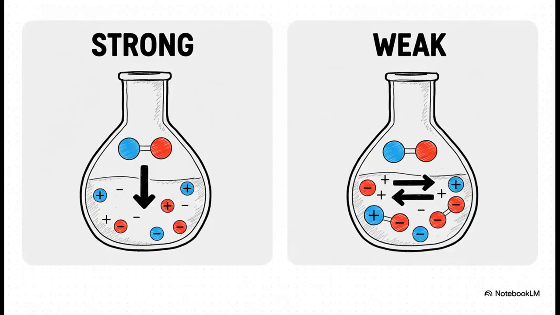Pretty cool, huh? But here's the thing. Not all electrolytes are created equal. You've got strong electrolytes, they're totally committed, they jump in the water, and bam! Every single molecule breaks apart. It's a one-way street. Then you've got the weak electrolytes. They're a bit more indecisive. They only partially break apart, creating this constant back and forth, a two-way street, where molecules become ions and ions snap back together into molecules.